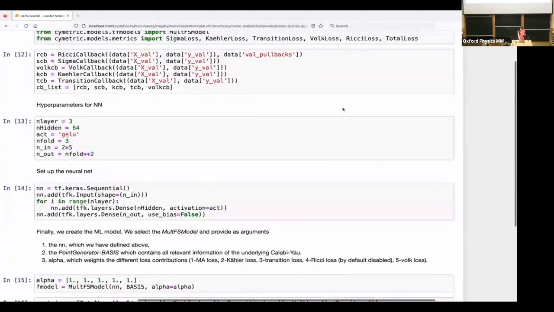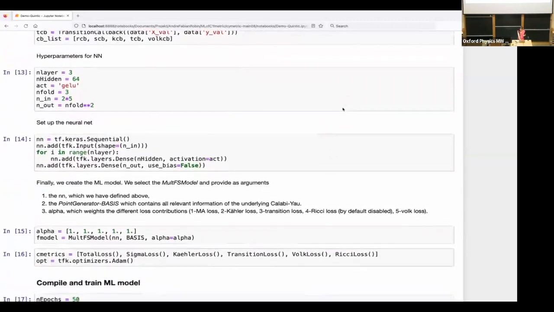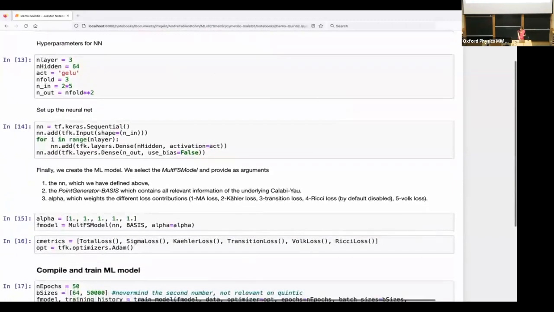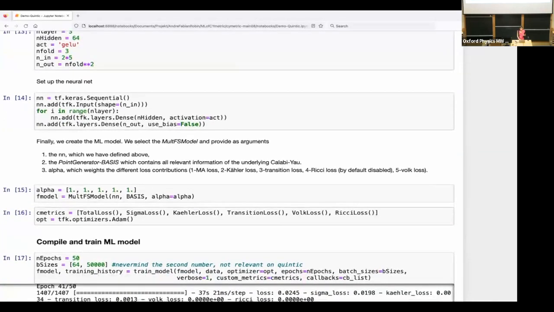Okay, so we have defined what kind of things we want to keep track of when we're training. So then we're setting up the network. We're specifying the number of layers we want the network to have, how many nodes we want in these layers, what activation function, the number of dimensions of our Calabi-Yau, so 3 here, the number of input nodes, that's 2 times 5 for the real and imaginary part of the 5 homogeneous coordinates, and the output. And then we just build it using standard TensorFlow and Keras routines.